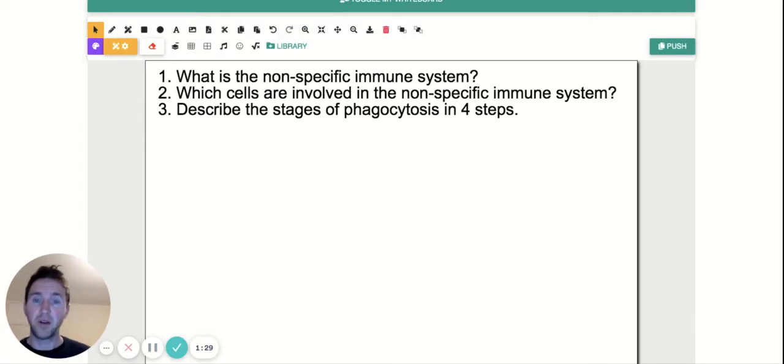So going through these processes is going to make revision in a year and a half's time, when you face your final exams, a huge amount easier, because the information will have already been put into your long-term memory when you've studied it and you've worked on it. And so remembering it again is going to be so much easier. So let's get on to the non-specific immune system. If you want to have a go at the questions, pause now.